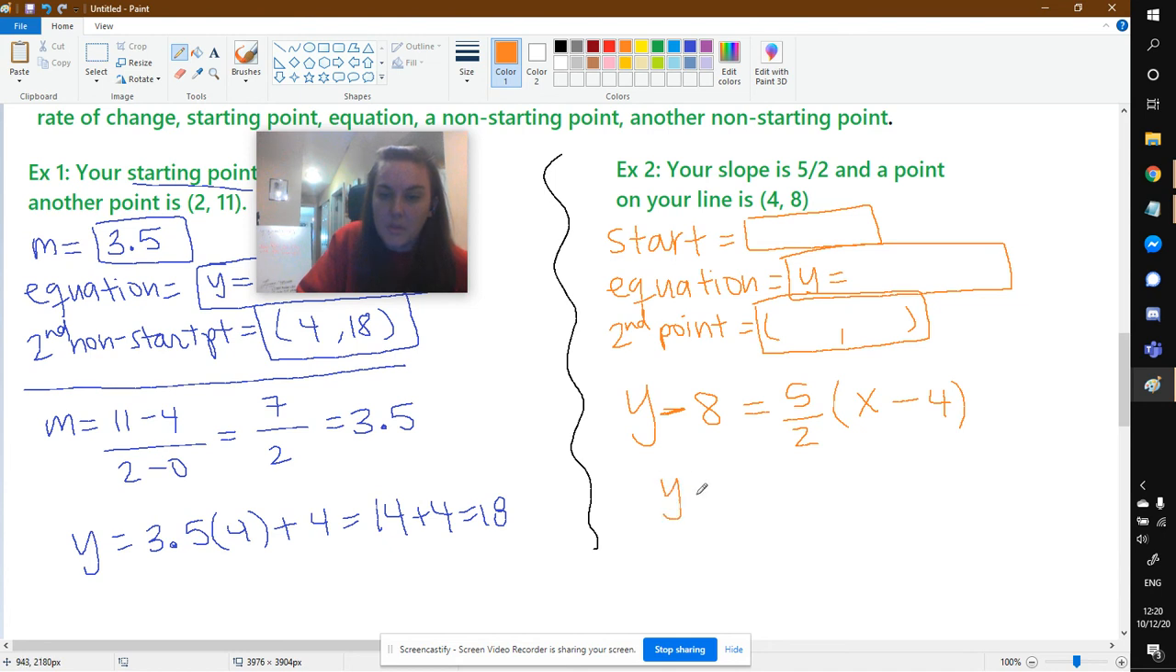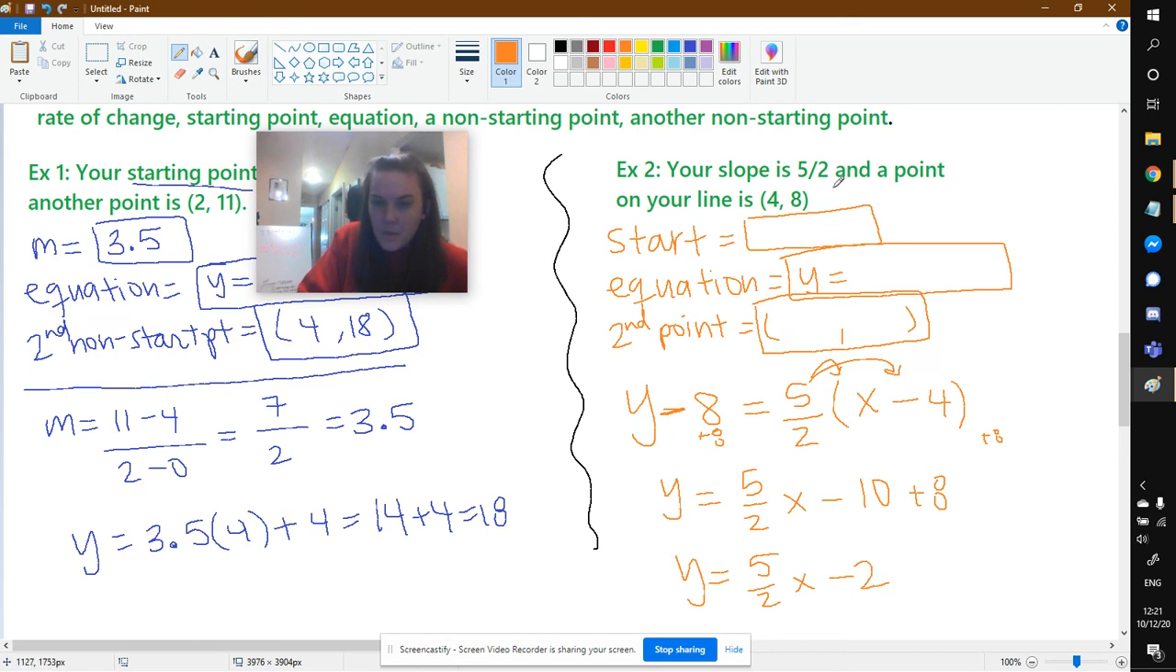All right, we're going to solve for y because we want the equation. We do that by distributing. Five times 4 is 20, divided by 2 is 10, which is why it's minus 10. And then I'm going to add 8 to both sides as well, to then simplify to 5 over 2x minus 2 being our equation.